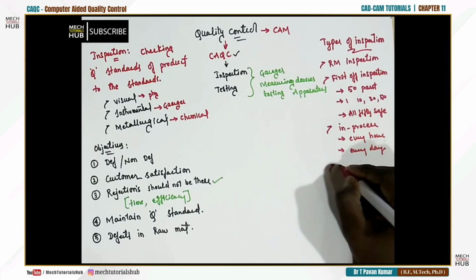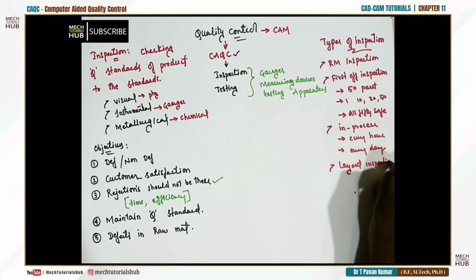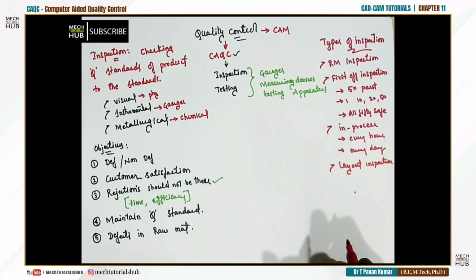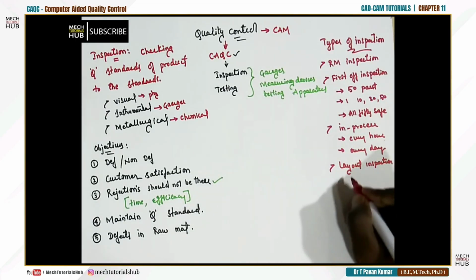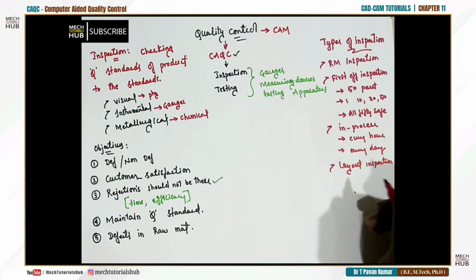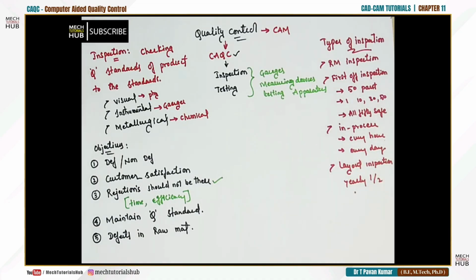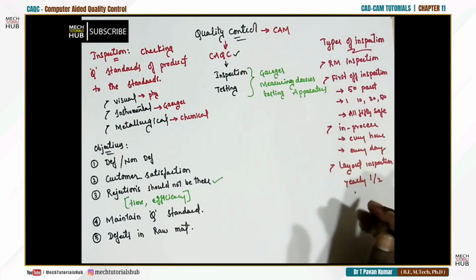Again, layout inspection is also important. Complete process layout will be there on the shop floor. That inspection is also done. But layout inspection is not done every hour, every day. It is done yearly once or twice. And there are many other ways to inspect the component. I'm just talking about a few.